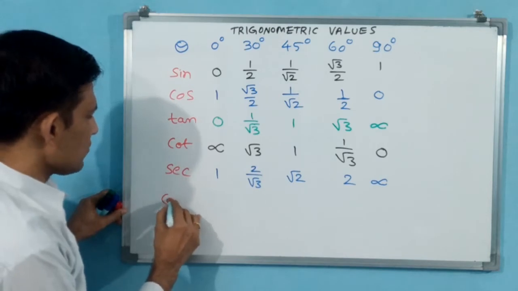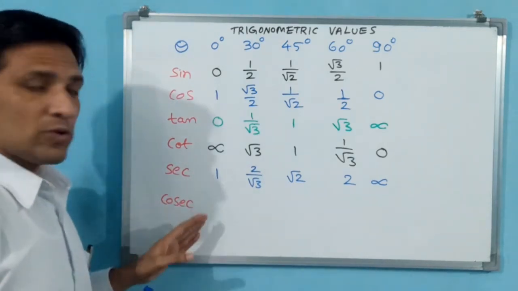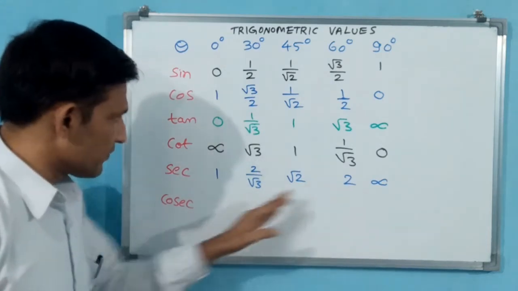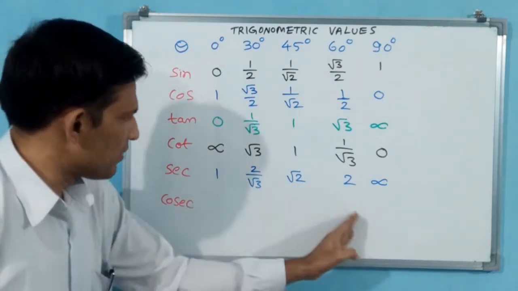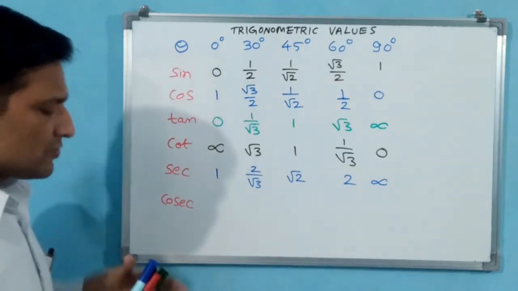Finally cosecant theta, cosec theta. Here you can write in two ways. You can reverse these: infinity, root 3, 2 by root 3, 1, or else you can do 1 by sine theta, 1 by 0.